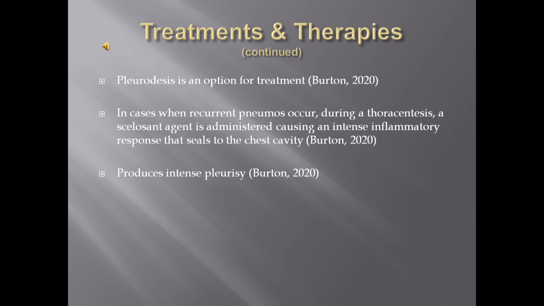On rare occasions, a pleurodesis may be the choice of treatment. In cases when recurrent pneumothoraxes occur, during a thoracentesis, a sclerosant agent is administered. This agent causes an intense inflammatory response over the outer surface of the lung, sealing it to the chest cavity in an attempt to prevent or reduce recurrent pneumos. While this procedure may be effective, it does produce an intense pleurisy.